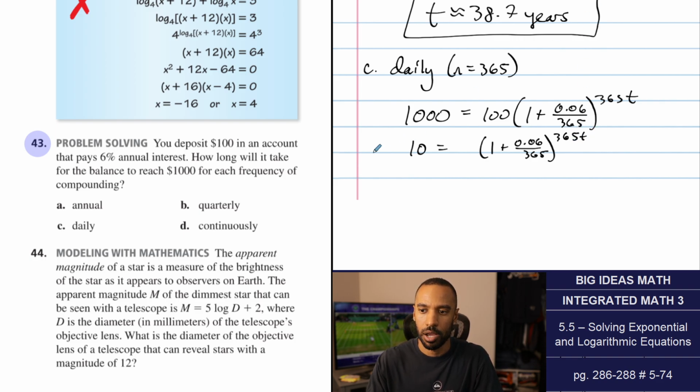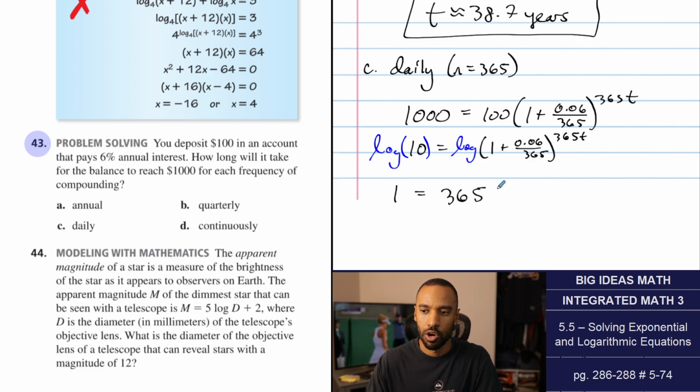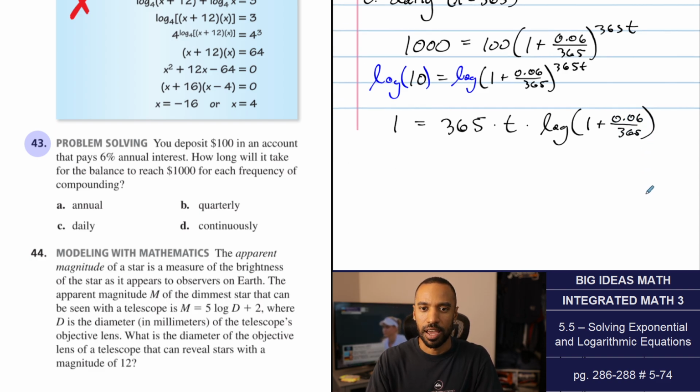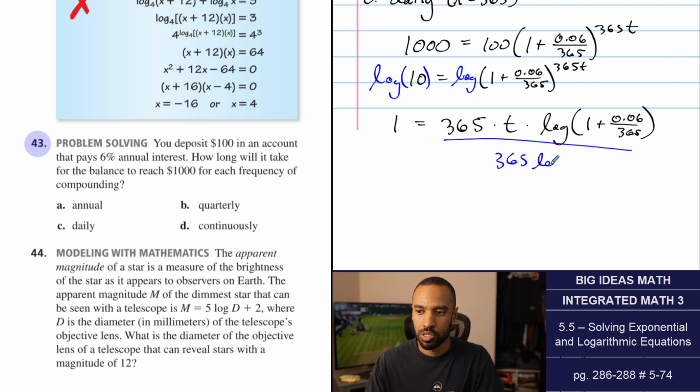This is where I am going to log both sides. Log of 10 is still 1. That has not changed. So logging both sides here, I get 1 equals this whole thing, but it's multiplied by 365t. Remember, that's 365 times t. I bring that up because when I do this entire thing, I'm going to divide by all that. So I'm going to divide both sides by 365 times the log of 1 plus 0.06 over 365.